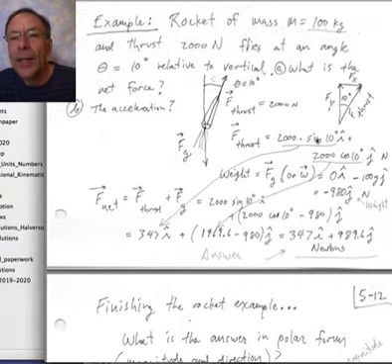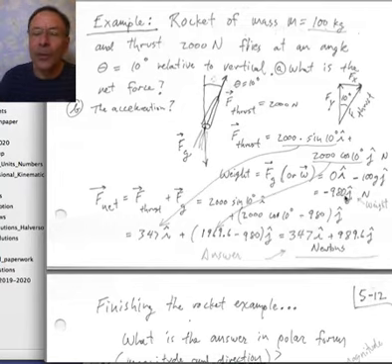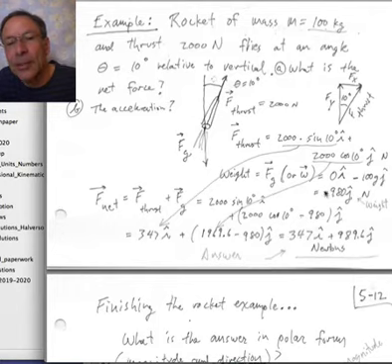Okay, so now we have the x and y components for the thrust. For the weight, it's going to be 100 kilograms times 9.8, g is 9.8, and so we get 980 newtons in the negative j, or the negative up direction. So in other words, it's a down direction. That's what the negative sign means.